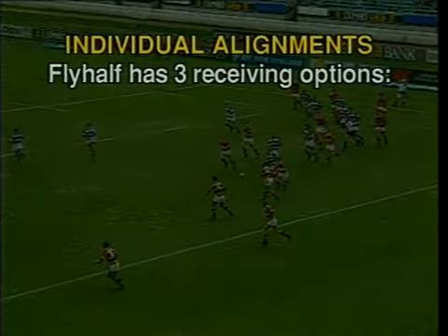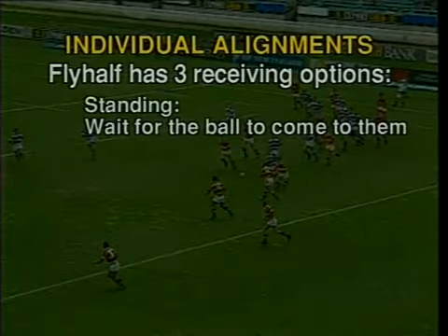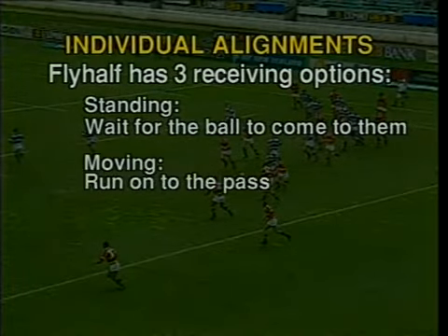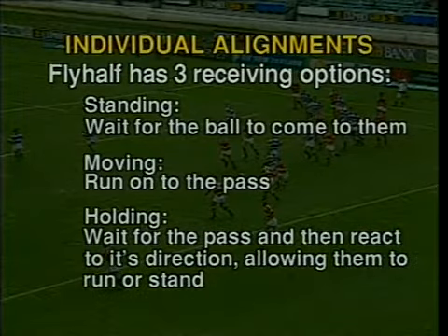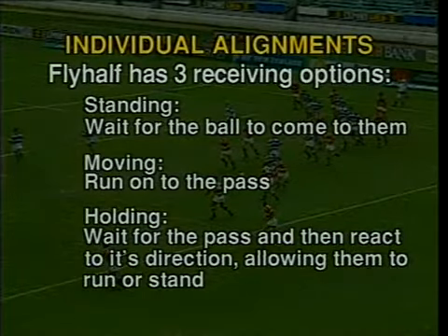Fly half. First five has three receiving options. Standing, he waits for the ball to come to him. Moving, he can run on to the pass. Holding, he waits for the pass and he reacts to its direction, allowing him to either run or stand.